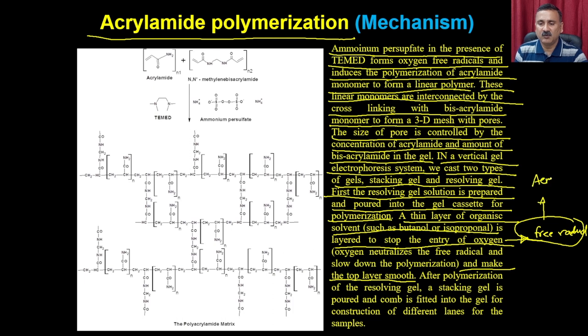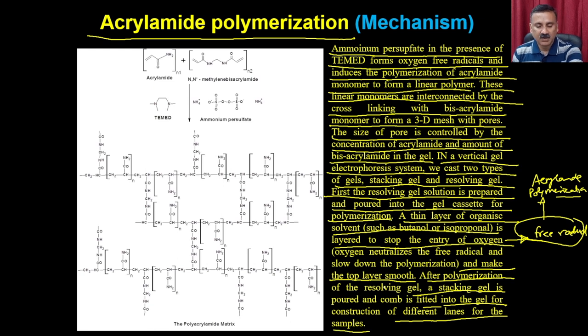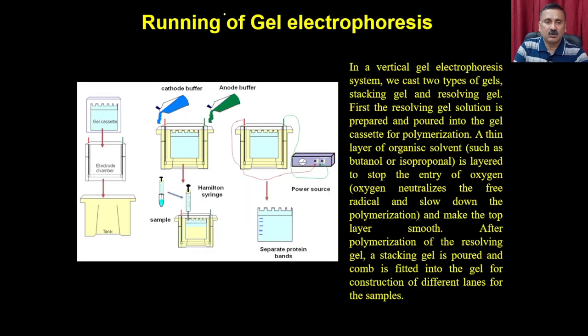So, it is actually going to inhibit the acrylamide cross linking or polymerization, because acrylamide polymerization is associated with free radical formation, and that can be stopped. After the polymerization of the resolving gel, a stacking gel is poured and the comb is fitted into the gel for construction of the different lanes for the samples. How are you going to run the gel electrophoresis?